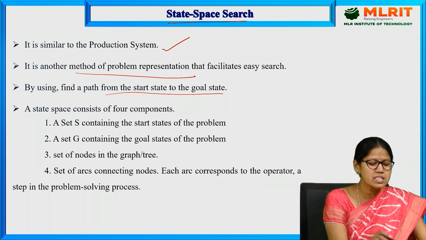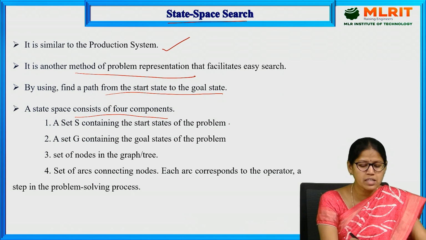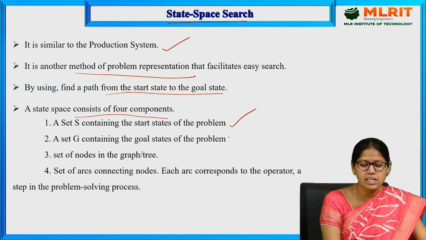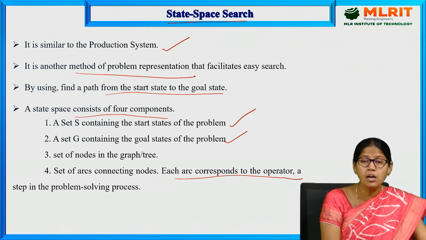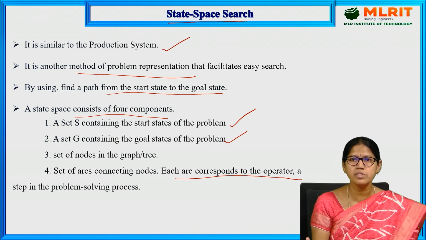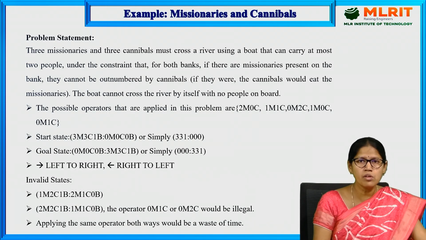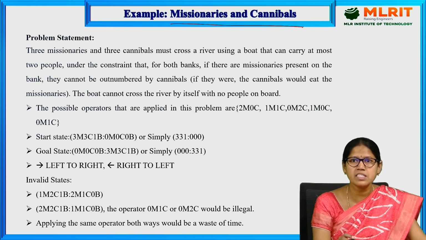Here, the state space consists of four components. The first is a set S containing the start state, a set G containing the goal state, a set of nodes, the intermediate nodes, and lastly a set of arcs connecting the nodes. Each arc corresponds to an operator, meaning an action or rule which leads from the start state to the goal state. Let's see an example of state space search, that is missionaries and cannibals.